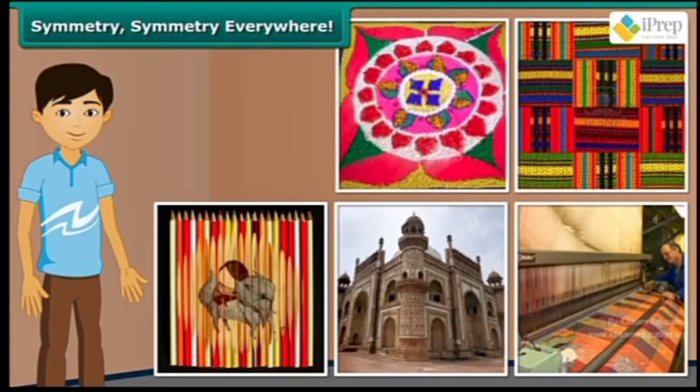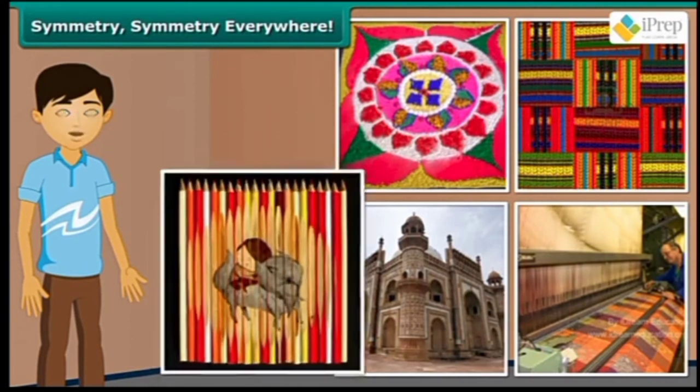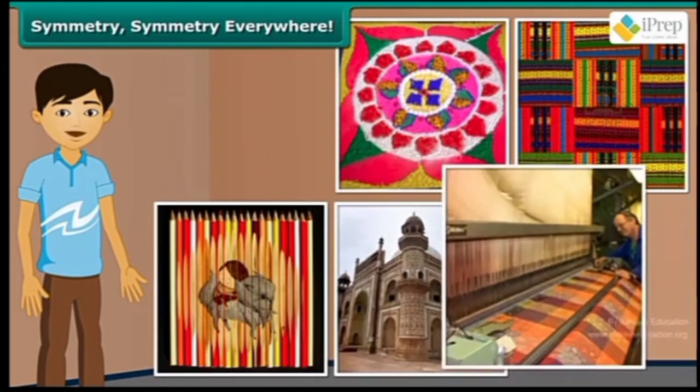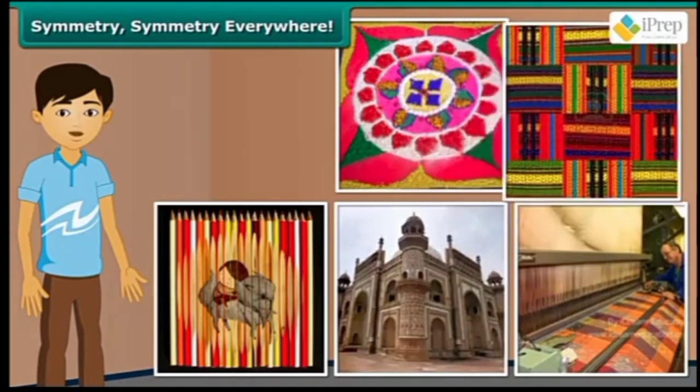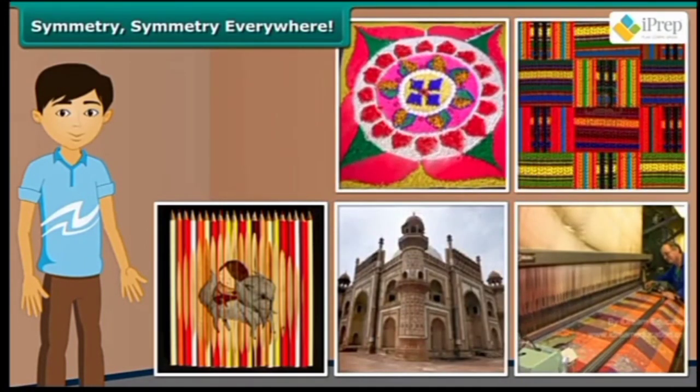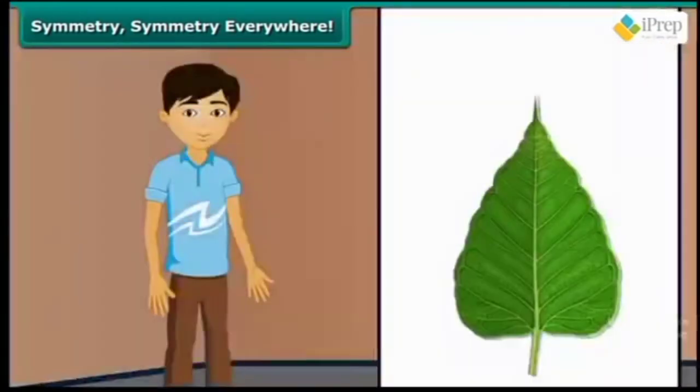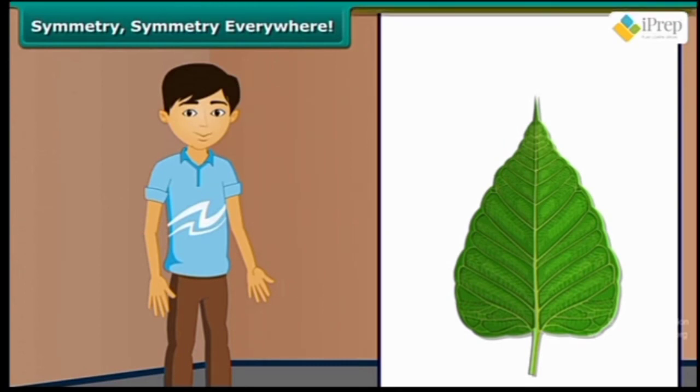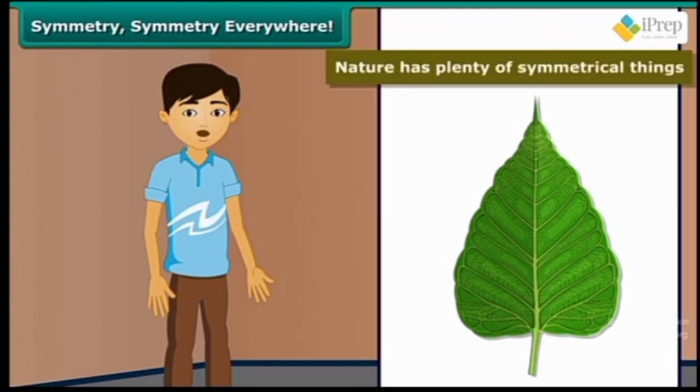You will wonder that symmetry is part of our everyday life as it is applicable in art, architecture, textile technology, patterns in clothing, rangoli, etc. Many road signs you see are symmetric. Look at this leaf. It is symmetrical. Thus, even the nature has plenty of symmetrical things.